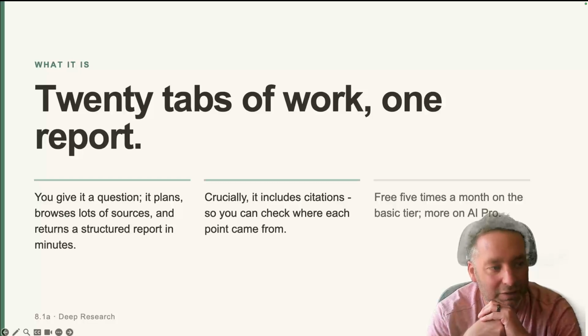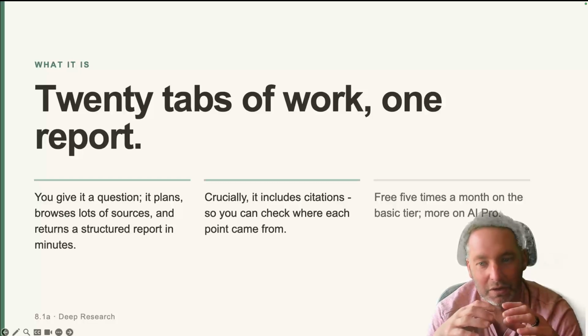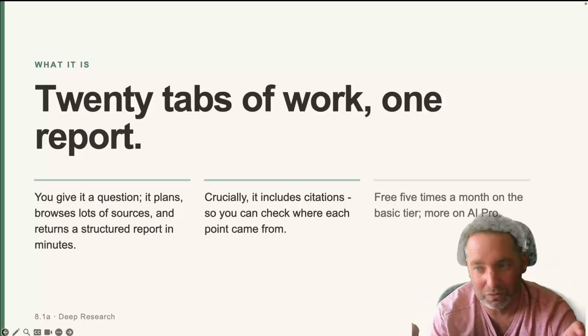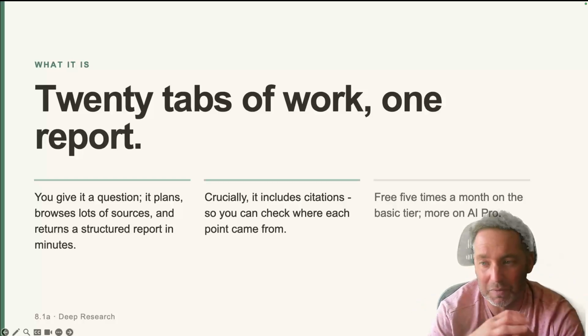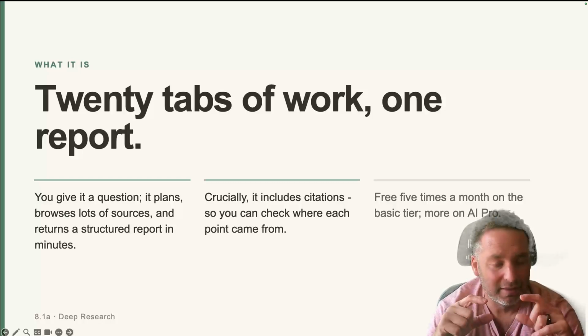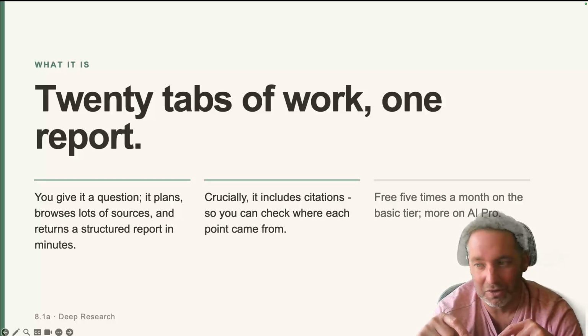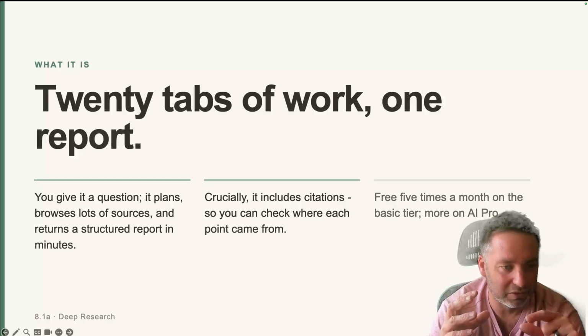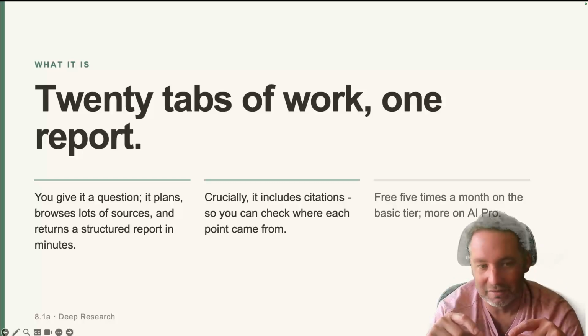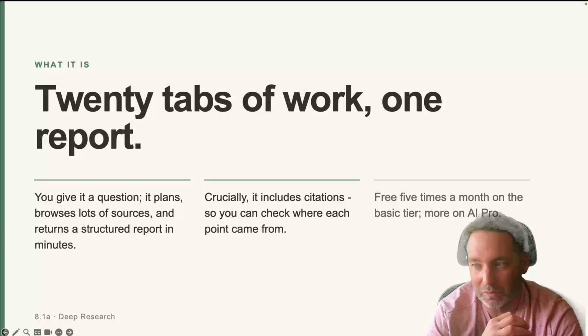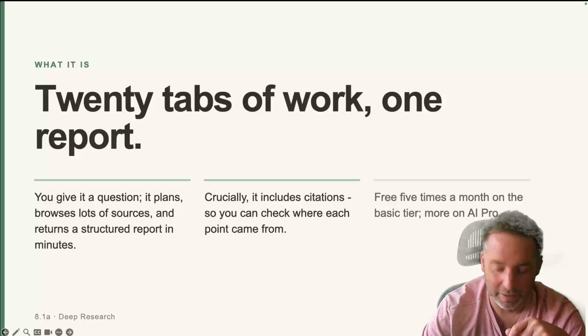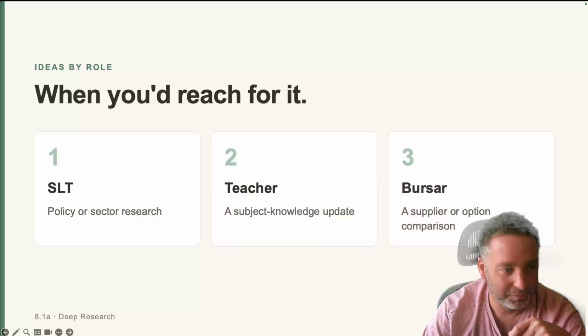If you think of it like 20 tabs of work is one report. You give it a question and it will browse loads of different sources and come back a few minutes later with a proper write up. Crucially, it includes the citations, so you can actually check where things have come from, because we always need to check AI output. I think that's really good.